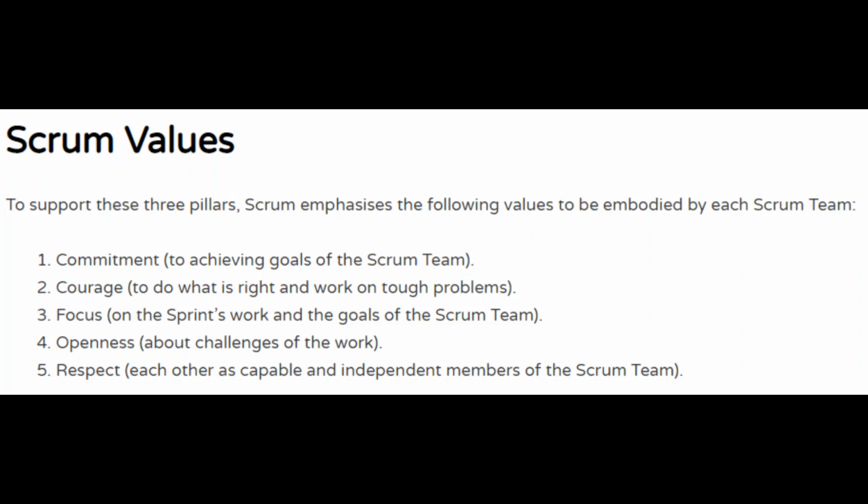To support these 3 pillars, Scrum emphasizes the following values to be embodied by each Scrum team. Commitment to achieving the goals of the Scrum team. Courage to do what is right and to work on tough problems. Focus on the sprint's work and the goals of the Scrum team. Openness about challenges of the work. And respect, to respect each other as capable and independent members of the Scrum team.